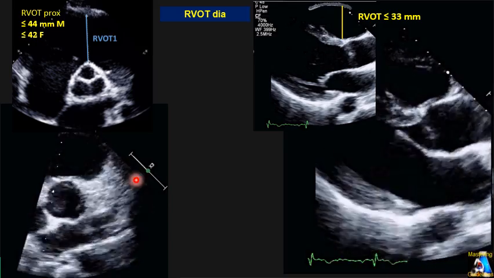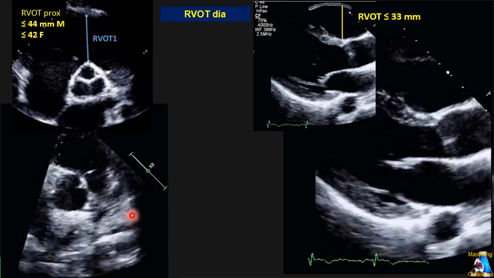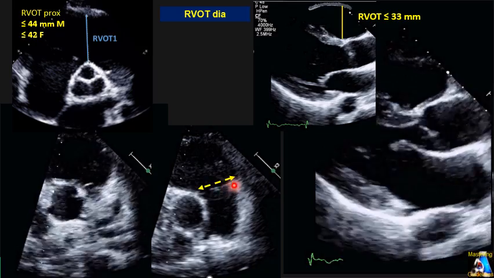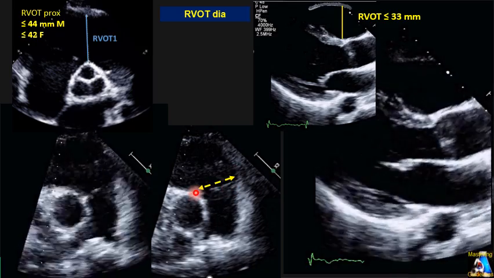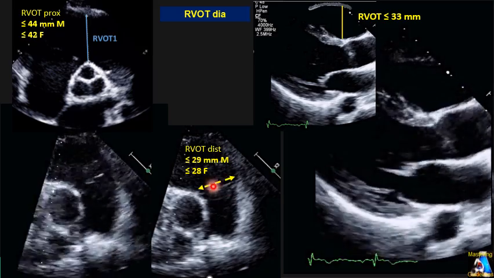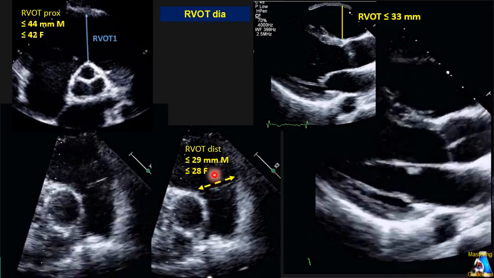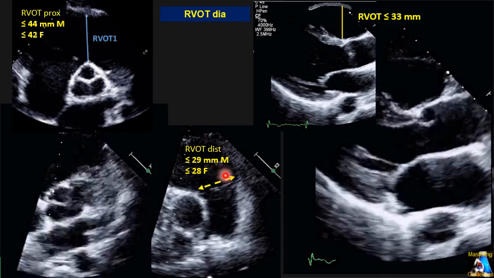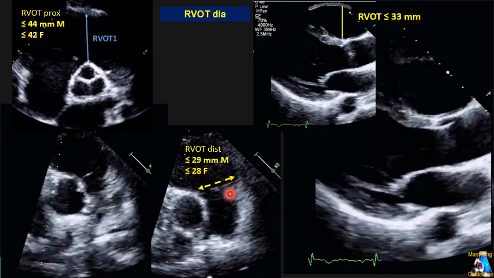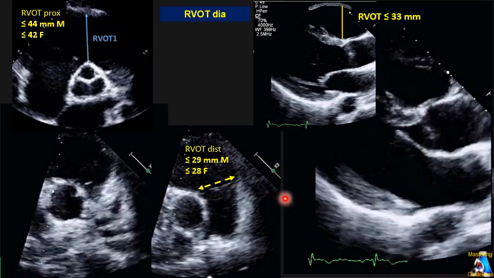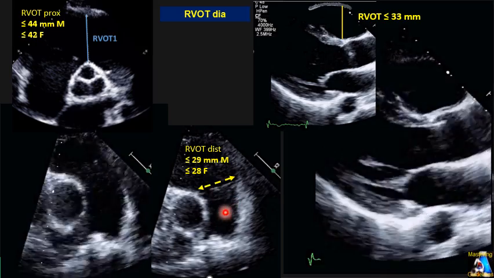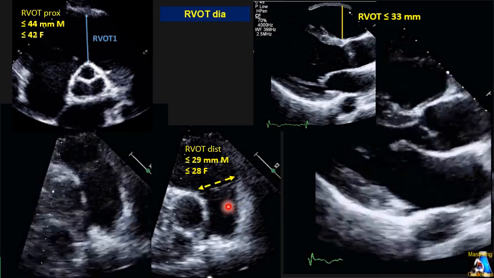In that situation, we go at the end diastole and we measure right just before the pulmonary ring, inner to inner, at the end of the diastole. The normal size for the RVOT distal in male is equal or less than 20 millimeter, and in female equal or less than 28 millimeter. When we have this view and you see here is dilated, right away we have to measure pulmonary artery too.